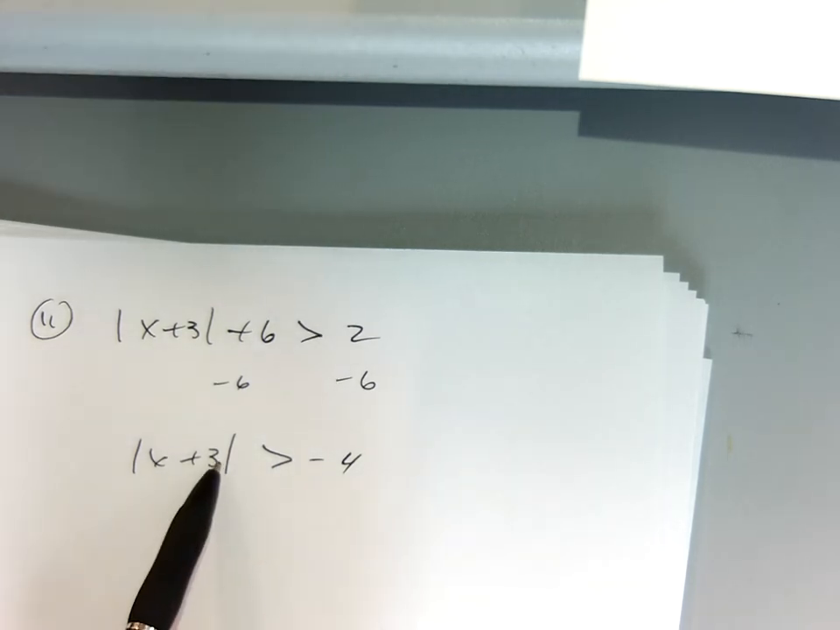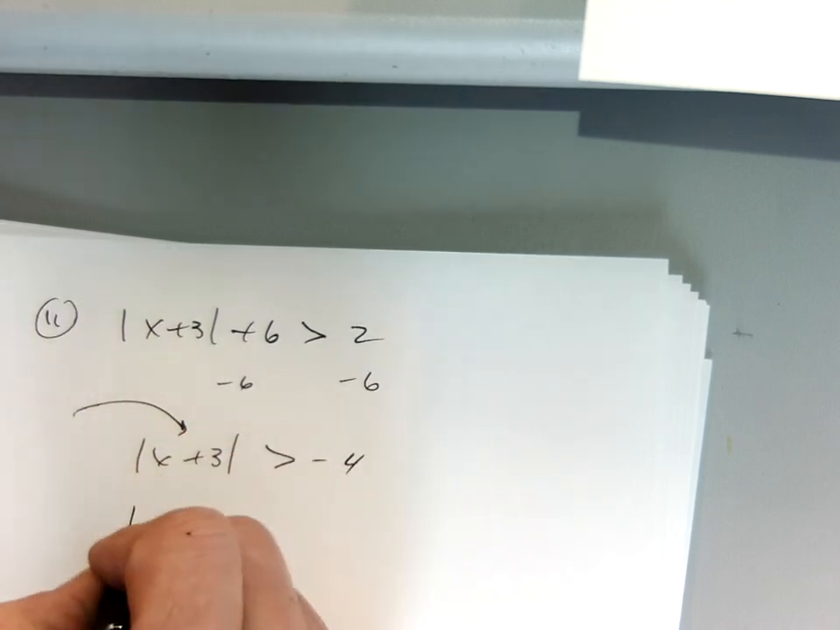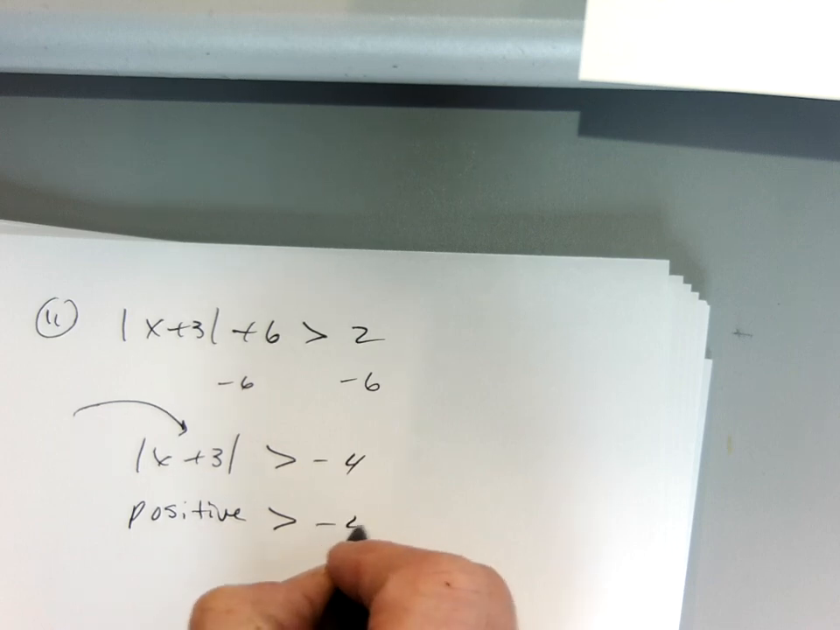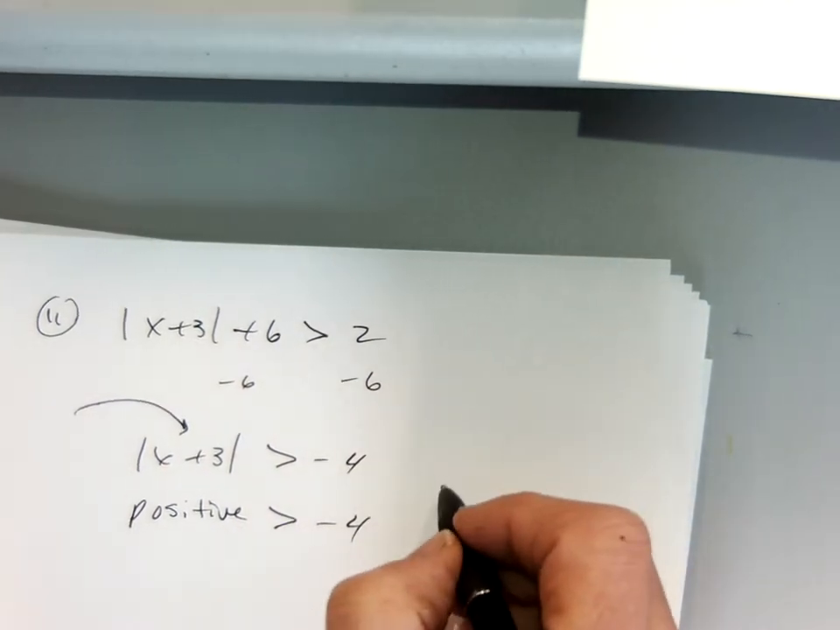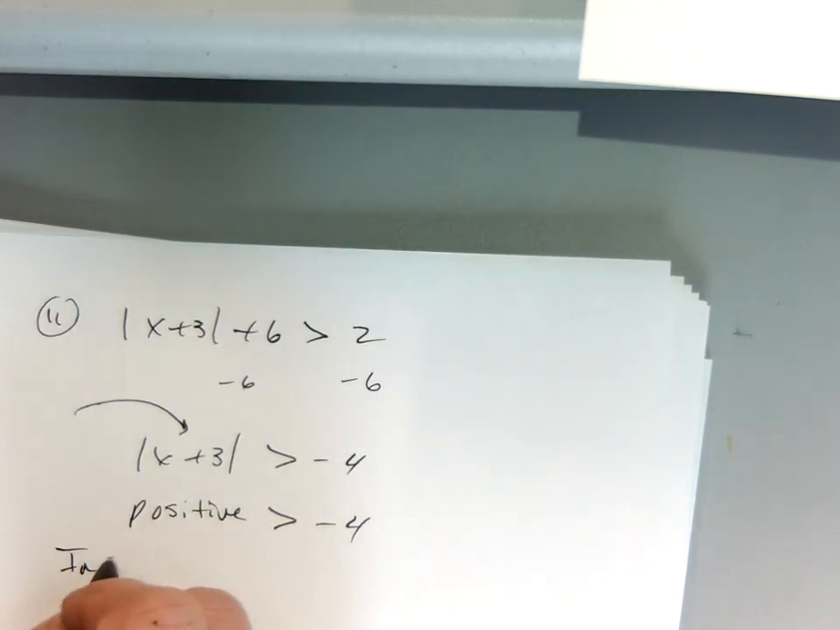Whatever comes out, doesn't really matter, is always positive. So put anything in that comes out positive, right? Positive numbers will always be greater than negative 4. Any number I put in comes out positive. So that means everything. That means all numbers. That means we have infinitely many solutions.